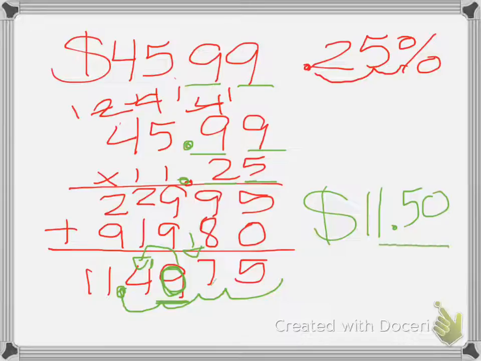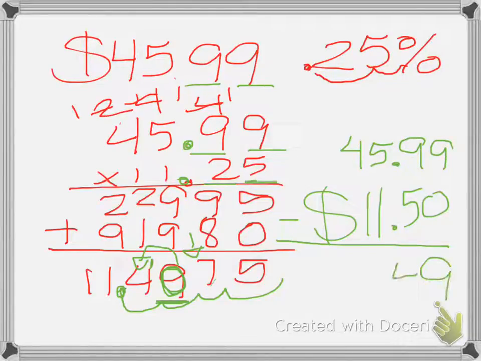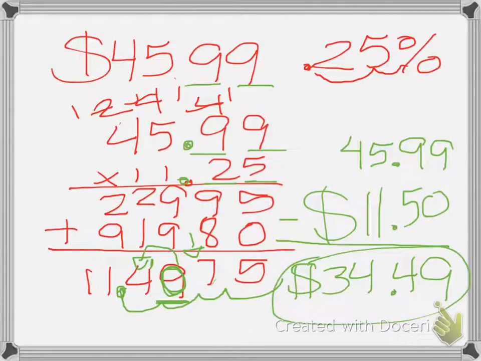So what I'm going to do now is take that amount away from $45.99. So I'm going to save $11.50, and what I would have to pay is $34.49. So that's a 25% discount on an item that was $45.99. Alright, so I'm going to do another one, and then I'm going to explain how to do your homework. So we'll do one more example.